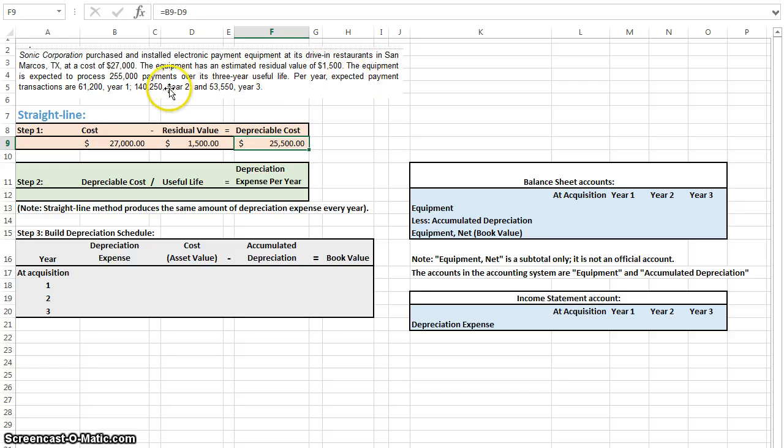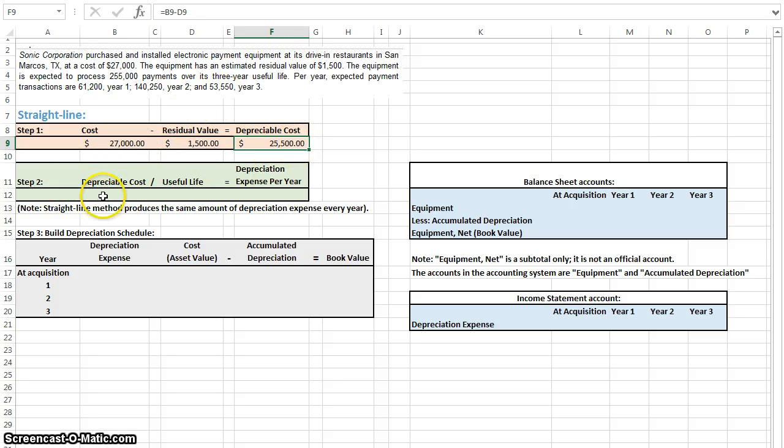These last 2 sentences will be used in the units of production method, so we're not going to pay attention to those right now. All we need for straight line method is our cost, residual value, and actually this little fact right there, the 3-year useful life. How long is that machine going to be good for? So in this case it's 3 years.